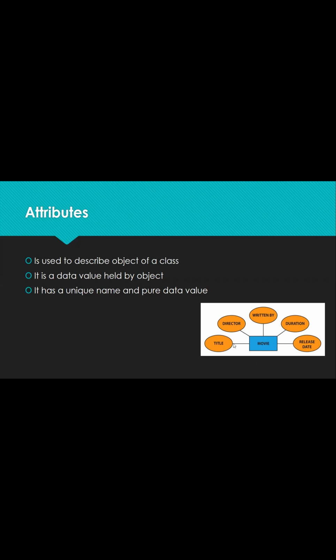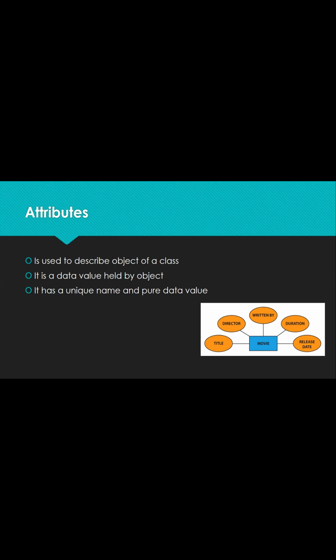Now this object has a title, there is a director, and there is who it was written by, isn't it? Duration, release date. Likewise it has a few attributes about this object. Then there could be many objects under the film class, isn't it? There could be many others, like cast. Each of these objects will have attributes that describe this particular object.